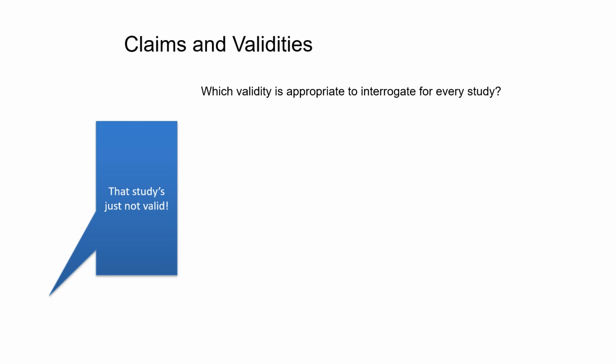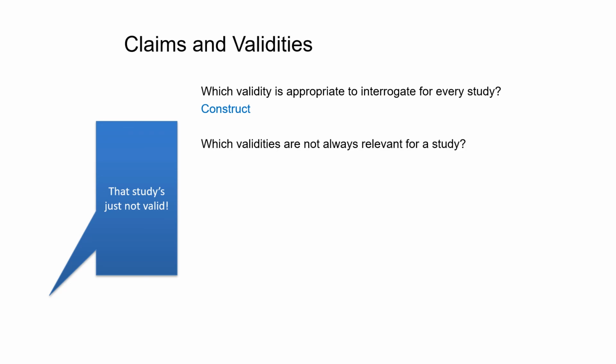Which validity is appropriate to interrogate in every study? Of those 4 validities, you've got construct validity, internal validity, external validity, and statistical validity. Which one is appropriate to interrogate in every single study you do? If you said construct validity, you are correct. Construct validity is the most important validity to be interrogated in every single study, because it's the validity that you can't even run a study without. The other validities are still important, but you can't even do a study without proper construct validity.